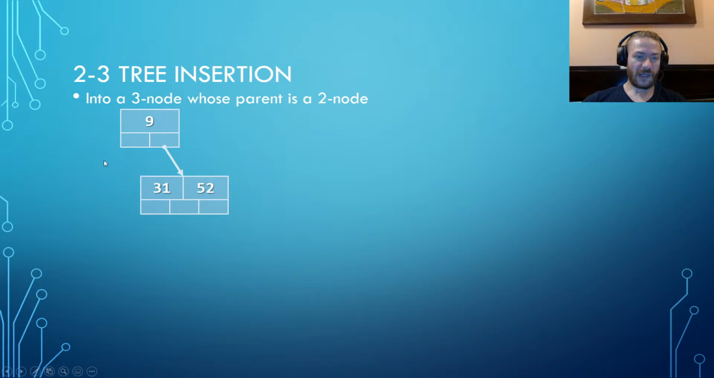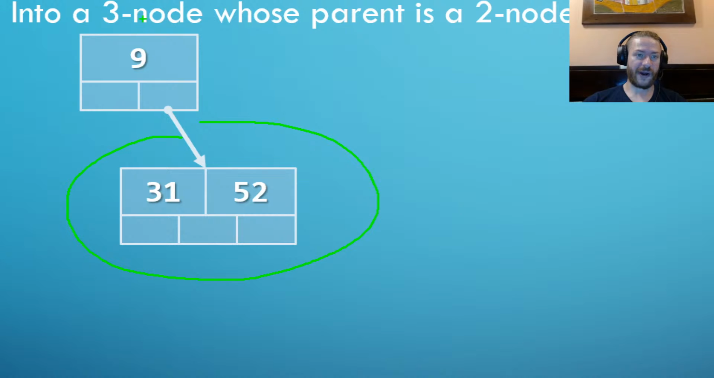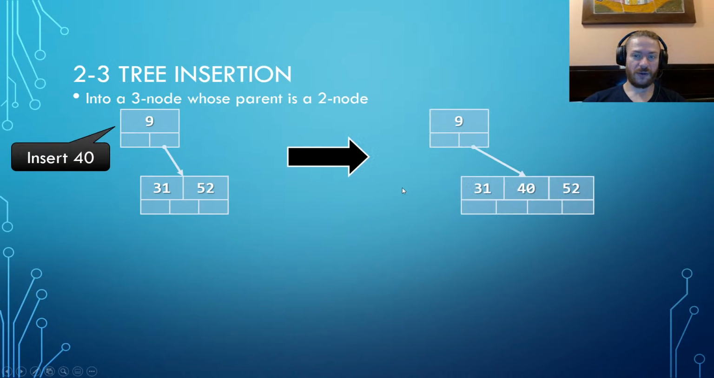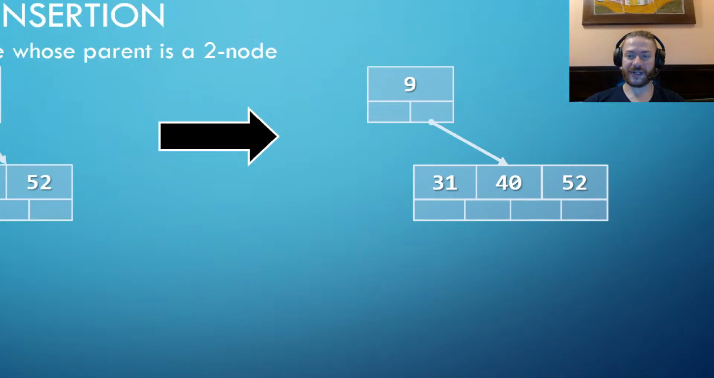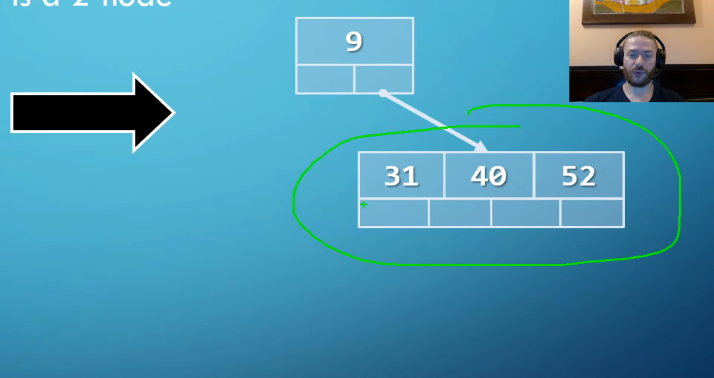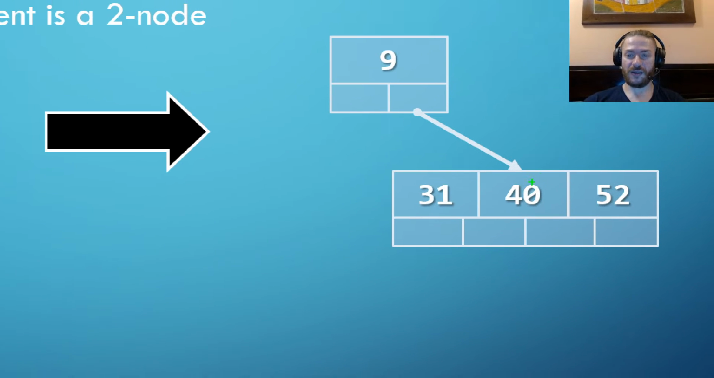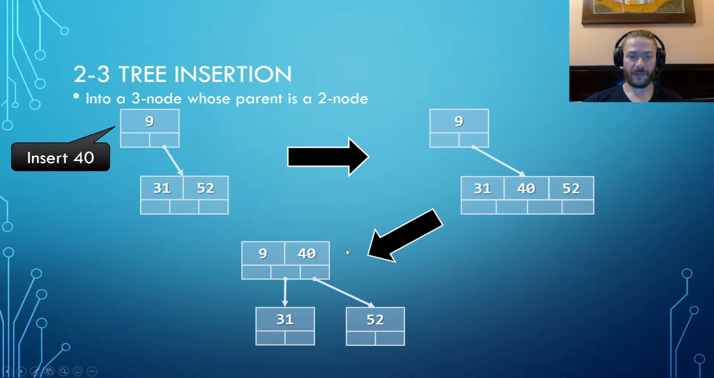So if we want to insert something into a 3 node whose parent is a 2 node, for example insert 40, what we need to do is insert 40 here, making a temporary node with 3 values, but that's not valid. So we need to move 40 to become a parent of these 2. But we already have a parent, so we combine them like this.